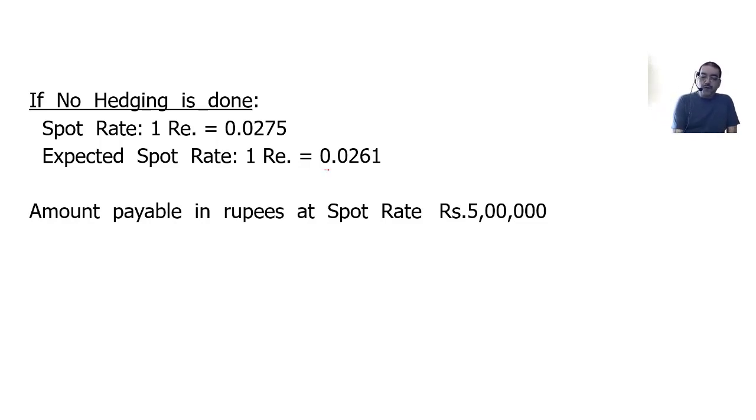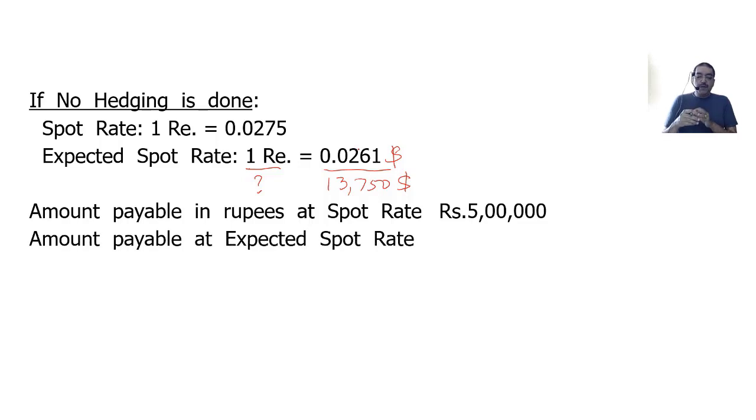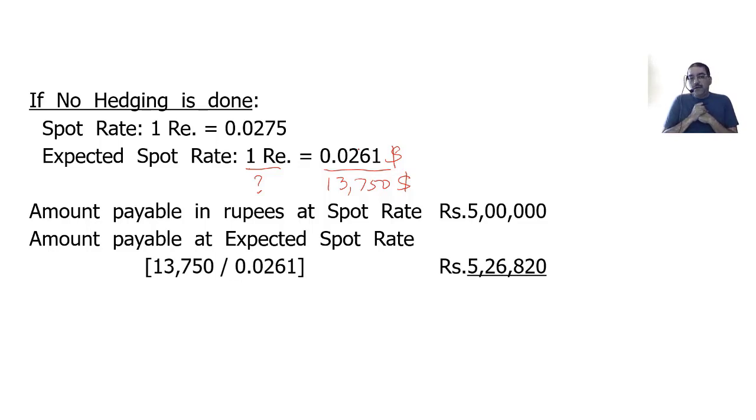Expected spot rate is 0.0261, which means that for 1 rupee, it is 0.0261 dollars, isn't it? So for $13,750, how much amount of rupees I should pay? So I will divide 13,750 by 0.0261. So amount payable at expected spot rate, 13,750 divided by 0.0261, comes to 5,26,820.